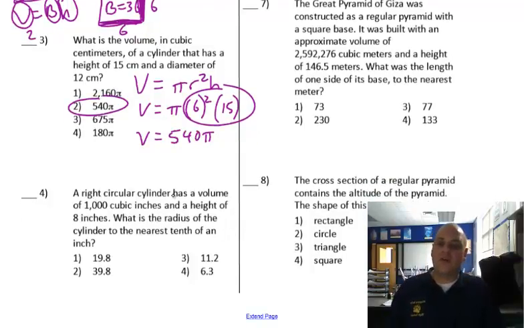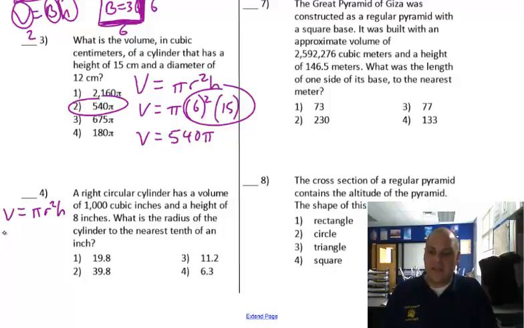A right circular cylinder has a volume of 1,000 cubic inches and a height of 8. What is the radius? So again, same formula. Volume equals pi r squared h. Now they give me the volume. 1,000 equals pi, I don't know the radius, and then the height is 8. So it's 8 pi r squared. 1,000 equals 8 pi r squared, because the order doesn't matter. You're just multiplying. So I'm going to divide by 8 pi.